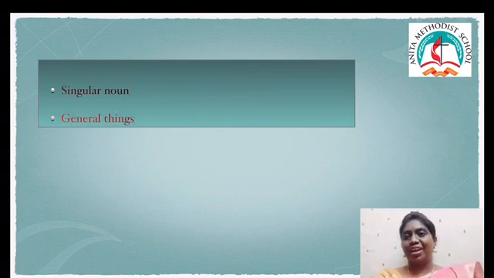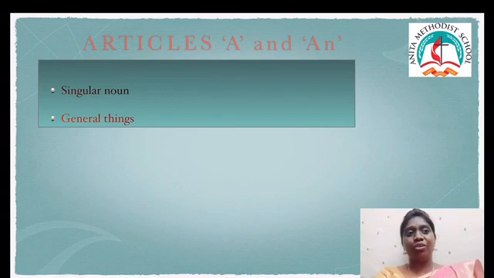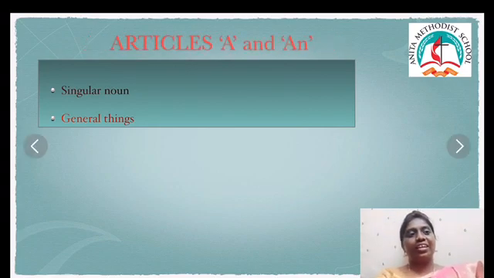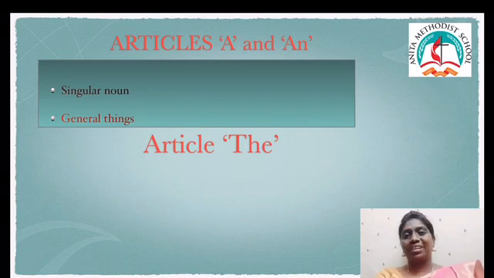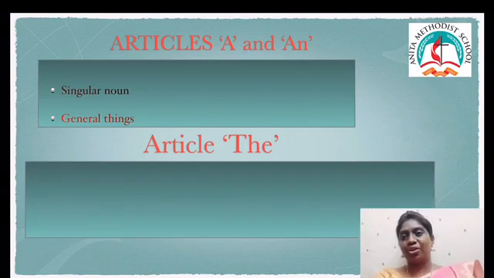So children, I hope you understand the use of articles in front of the noun. We use singular nouns and general things with articles a and an, right? And in case of the article the, we use it when it talks about the particular thing, unique things or in front of plural nouns.